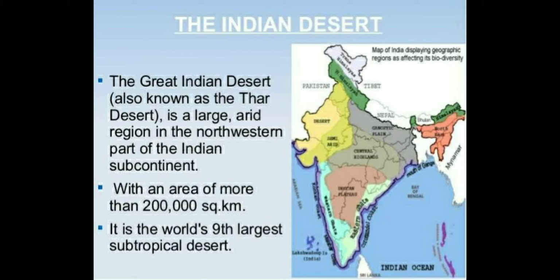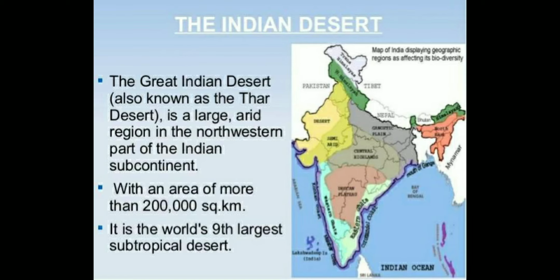Clear to you? Thar Desert. So what is it? The Great Indian Desert, also known as the Thar Desert, is a large, arid (means dry) region in the northwestern part of the Indian subcontinent. Its area is 200,000 square kilometers. It is the world's 9th largest subtropical desert.